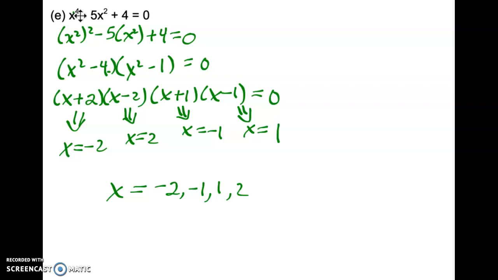Now, if you had used the factor theorem, you would have had to do it probably twice and then factor a quadratic. You'd end up with the exact same answers, but it is a much longer method to do the question.